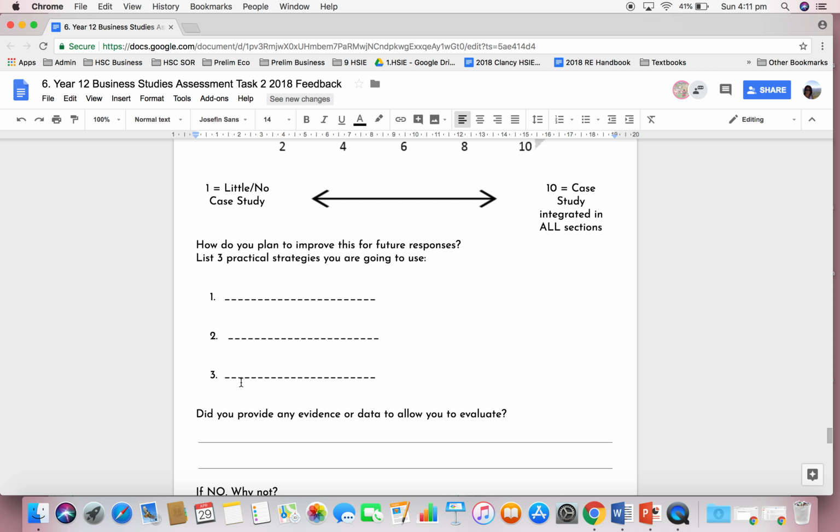It might be the fact that you're going to create a Samsung wall in your bedroom, and you're going to have all these great quotes. Something practical that you are going to do to help you improve, one, your retention of case study information, but then two, your application of this information. So have a go at filling that in.